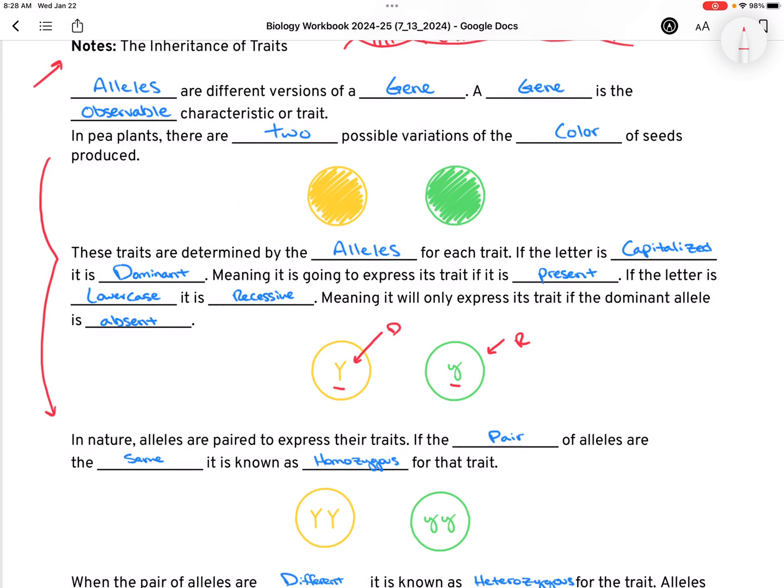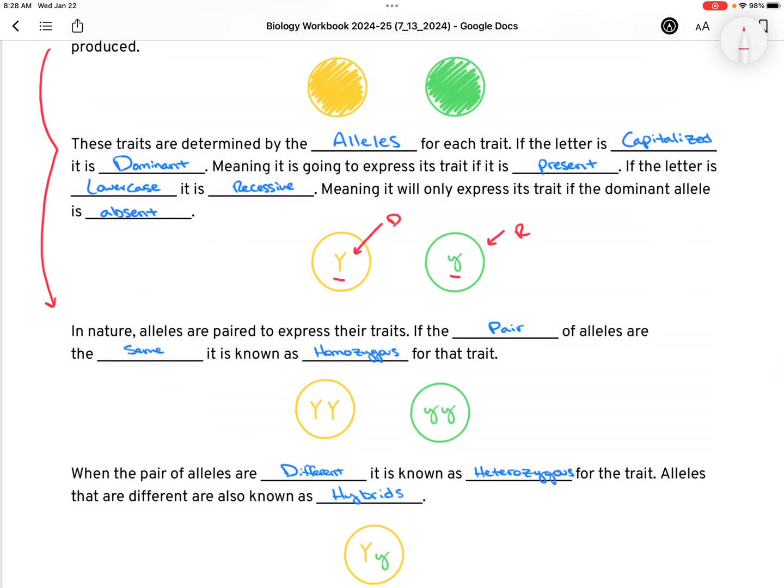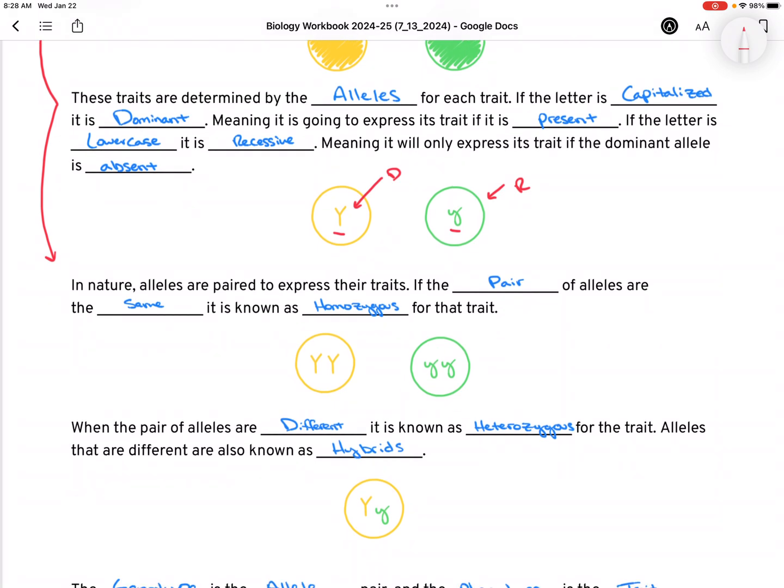Now, if we have a combination, let's go down here and talk about this. In nature, alleles are paired to express their traits. If alleles are the same, it is known as homozygous for that trait, because you get traits from mom and you get traits from dad. The dominant form that you get from either of your parents is the thing that you express. In this pea plant, we have big Y, big Y. These are both dominant, so it's going to be expressed as yellow because the dominant allele is there.